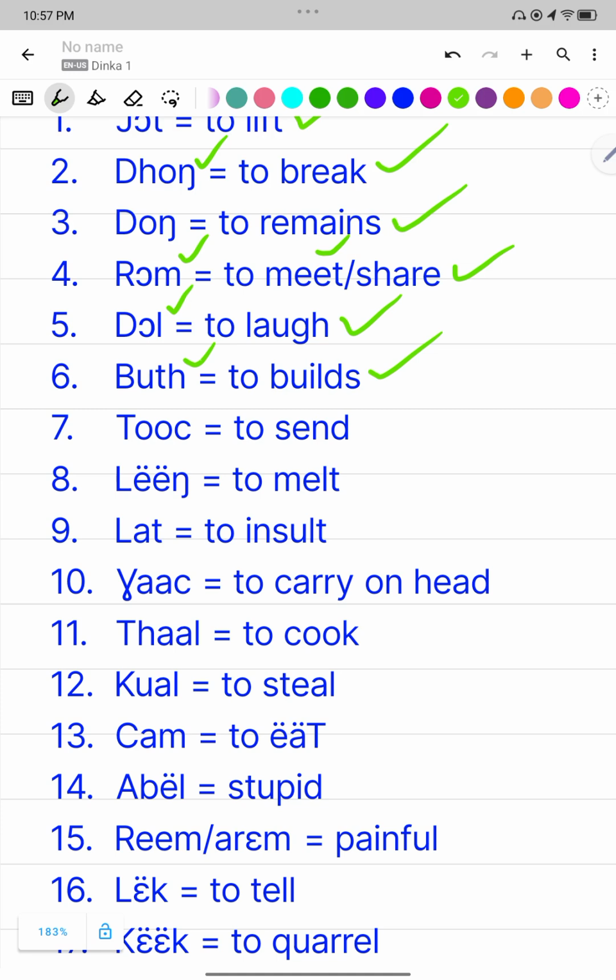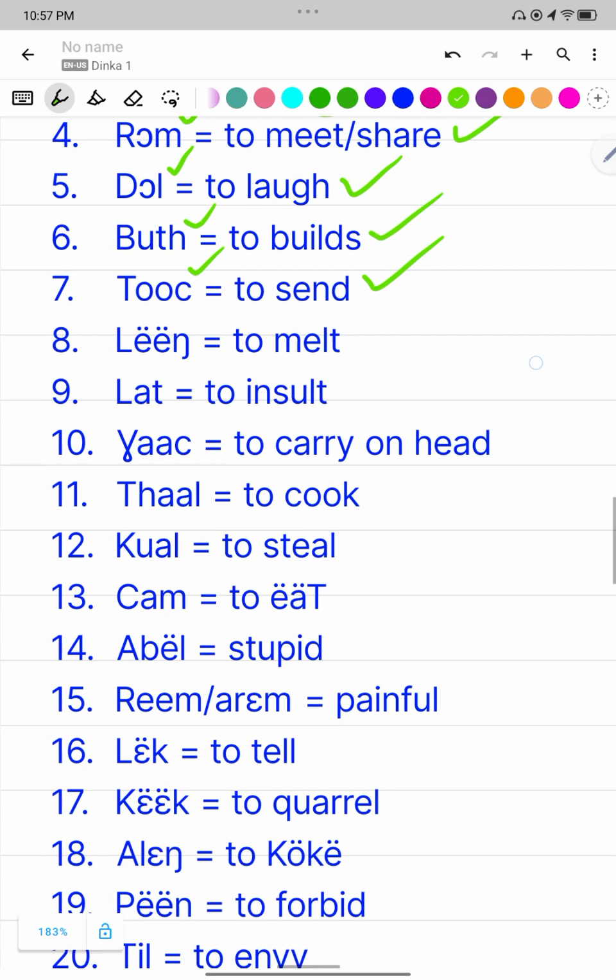Number seven, touch. Touch means to send. To send someone. In batoch means I will send you. Number eight, leng. Leng means to melt. To melt the metal, to melt something. Leng, to melt. Melt the metal.